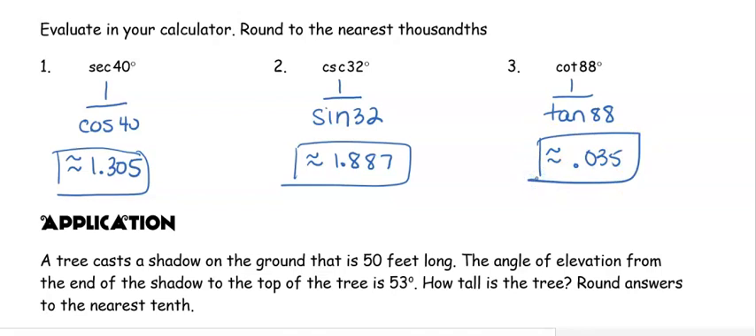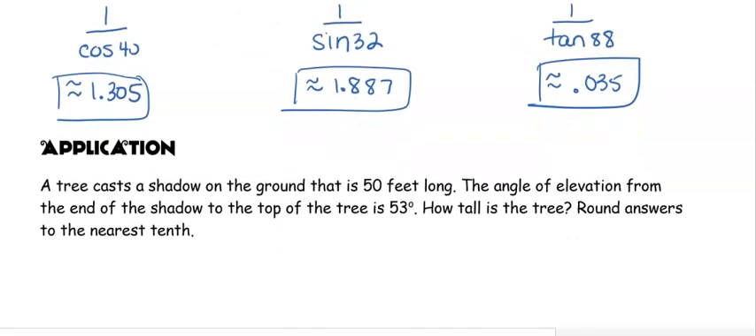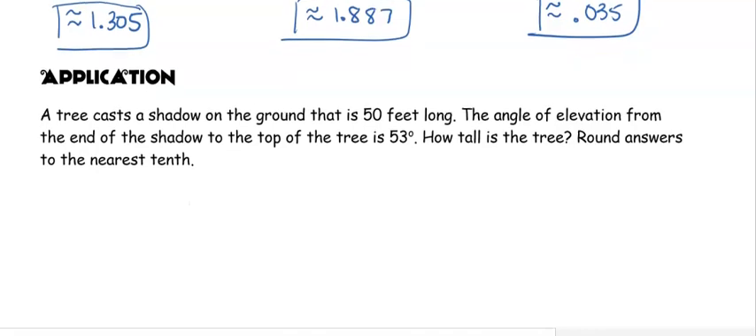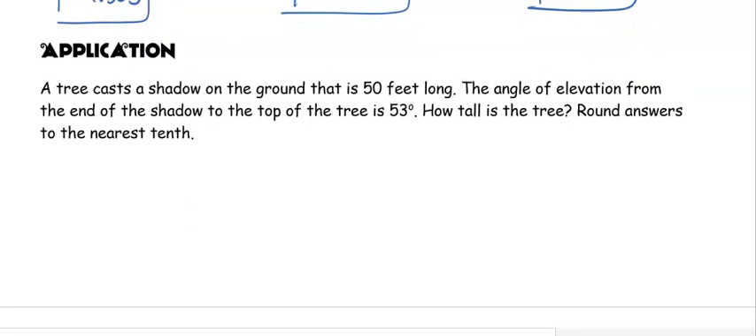All right, our last question, an application word problem. We are going to have a lot of word problems. A tree cast a shadow on the ground that is 50 feet long. The angle of elevation from the end of the shadow to the top of the tree is 53 degrees. How tall is the tree? Round answers to the nearest tenth. So again, in geometry, we had angle of elevation and angle of depression. That is going to come in with a big rule again.